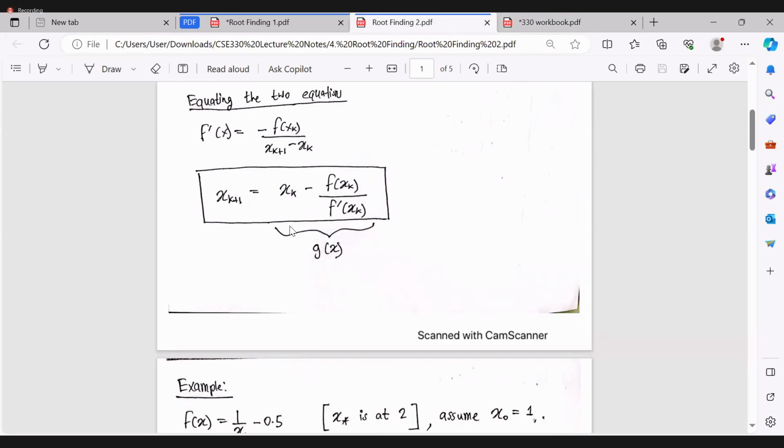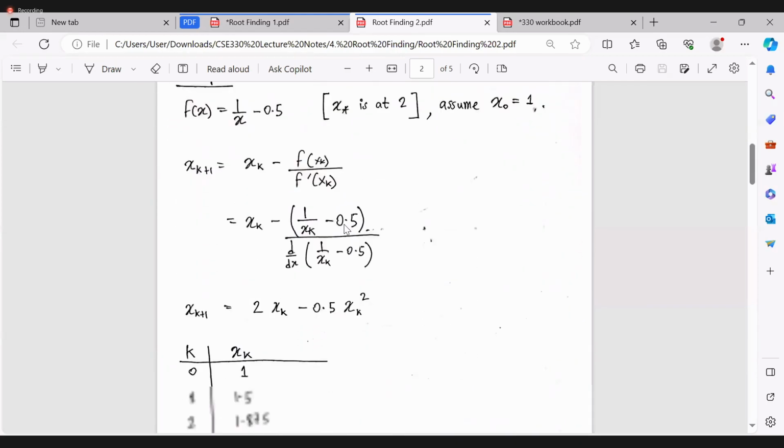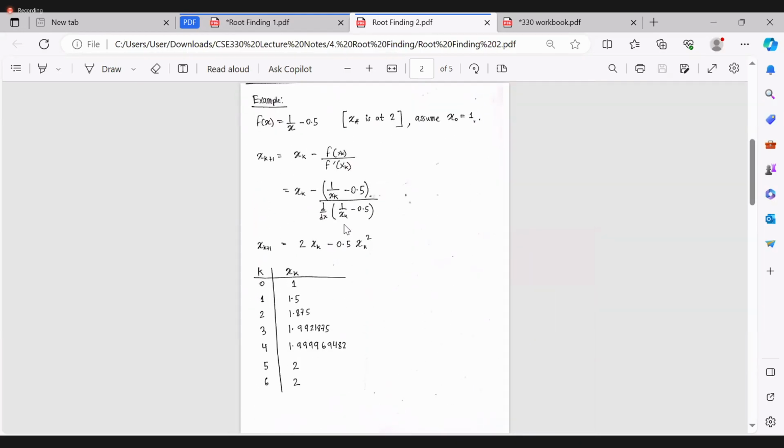xk+1 equals xk minus f(xk) divided by f prime(xk). All right, this is our formula. Now let's start with an example, because examples are what matters in the long run.